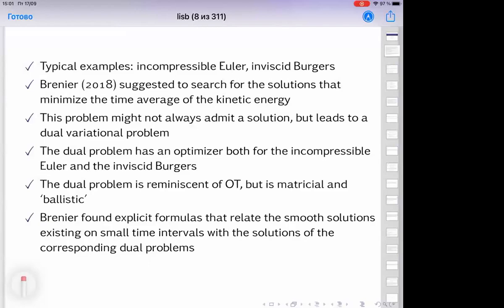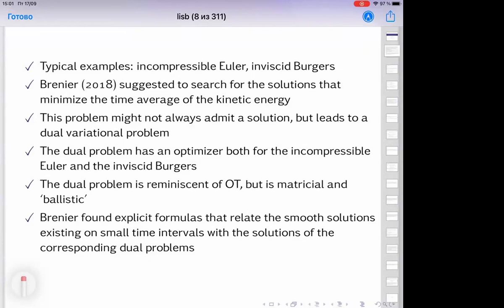...to uniqueness. But at least you can study this problem. This problem is a kind of minimax problem. And this minimax problem, well, Brenier was not trying to solve it, but rather to formulate a dual problem. And the dual problem has an optimizer for his examples, which were the incompressible Euler and the inviscid Burgers.